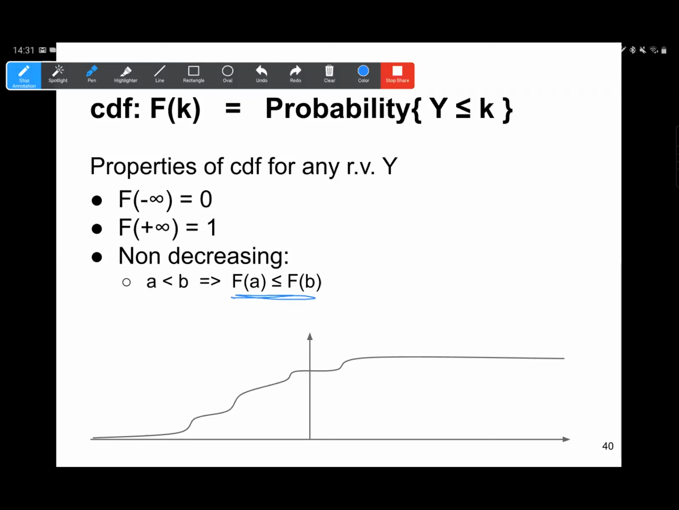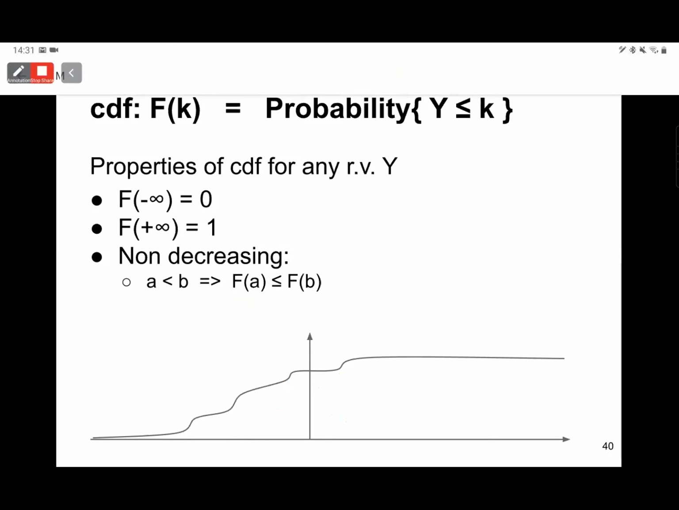So if A is smaller than B, then this is A, maybe this is B. Sorry, the probability of being smaller or equal to B is at least as large as the probability of being smaller or equal than A. So these are some of the properties that any cumulative distribution function has.